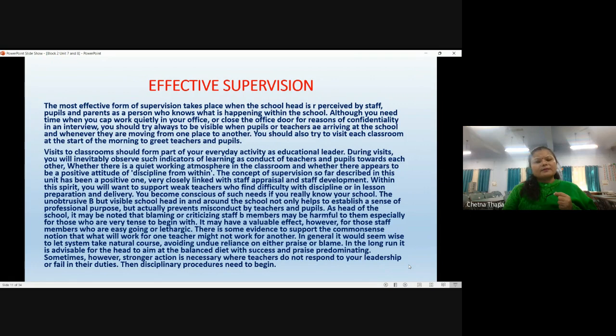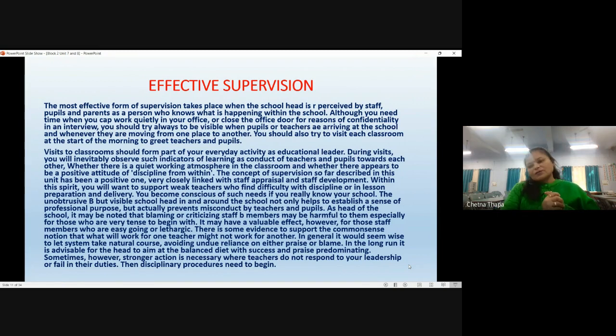Don't go for blaming, but yes, you should have a balance of it. With success and praise, it should be predominant in your day to day task. You should have a stronger action whenever the teacher is not responding to your leadership or fails in his duties, and there the disciplinary procedures need to begin.